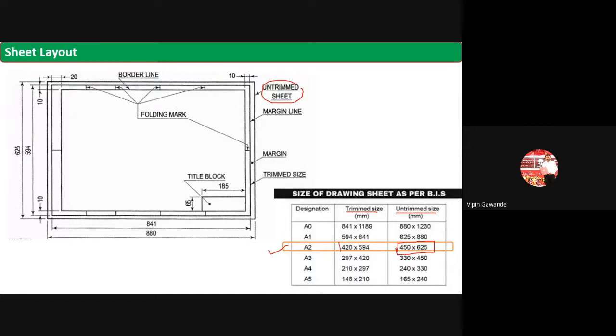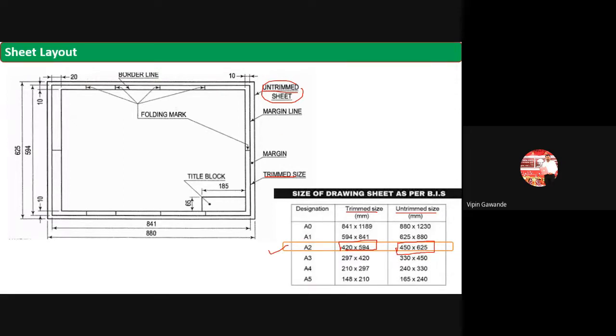For the drawing we require 420 by 594, so we have to reduce its dimensions. Initially it comes as the untrimmed sheet, which is the original size of the sheet. But we don't require the untrimmed sheet; we require the trim size. So we have to draw a rectangle of the trim size, 420 by 594, while initially it is 450 by 625.